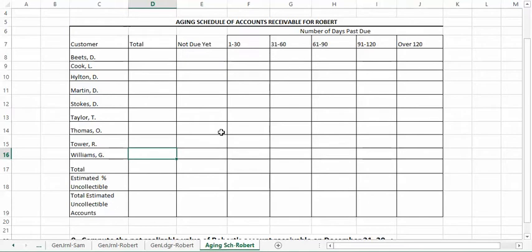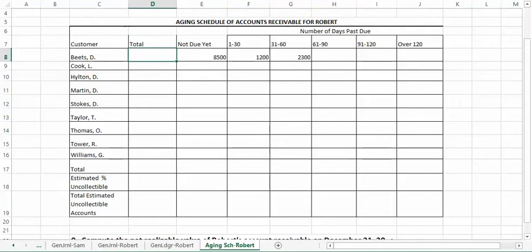So let's start with Beats, for example. In December, Beats purchased $8,500 worth of merchandise. So we would enter that into the not yet due column. In November, he purchased $1,200 worth of merchandise. So that would go into the 1 to 30 days past due column. Items purchased in October would go into the 31 to 60 days past due. So he purchased $2,300 worth of merchandise.